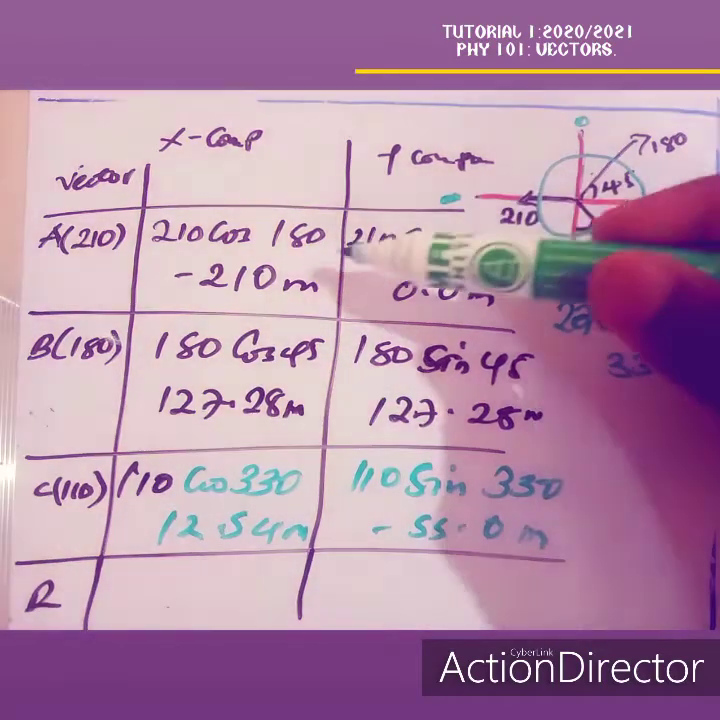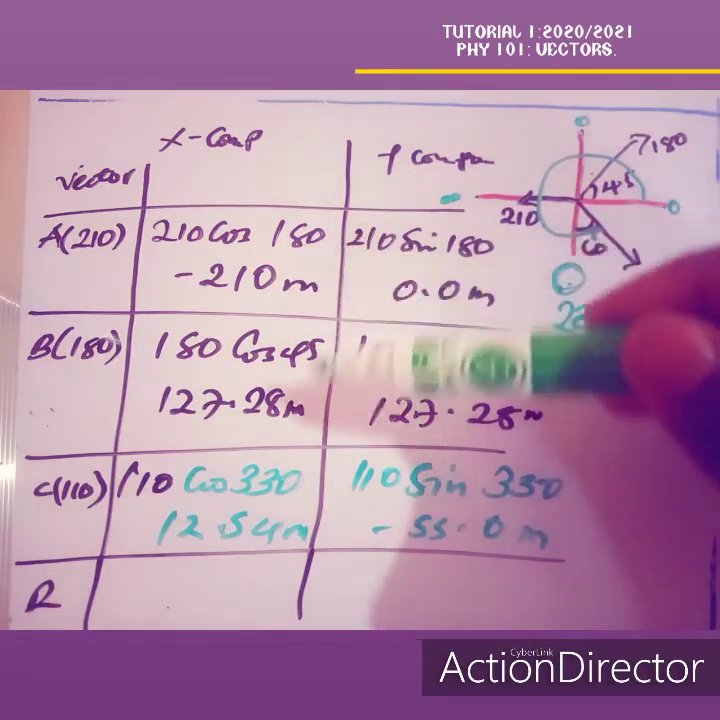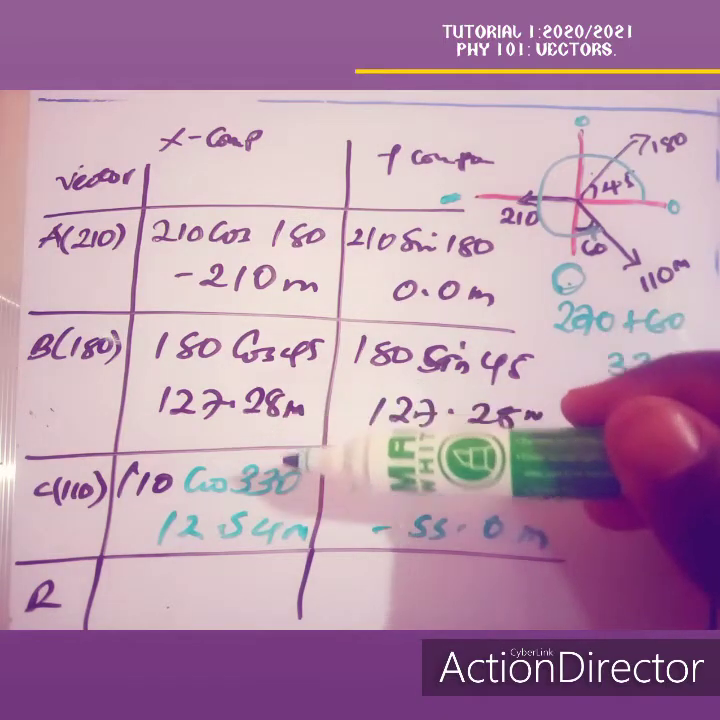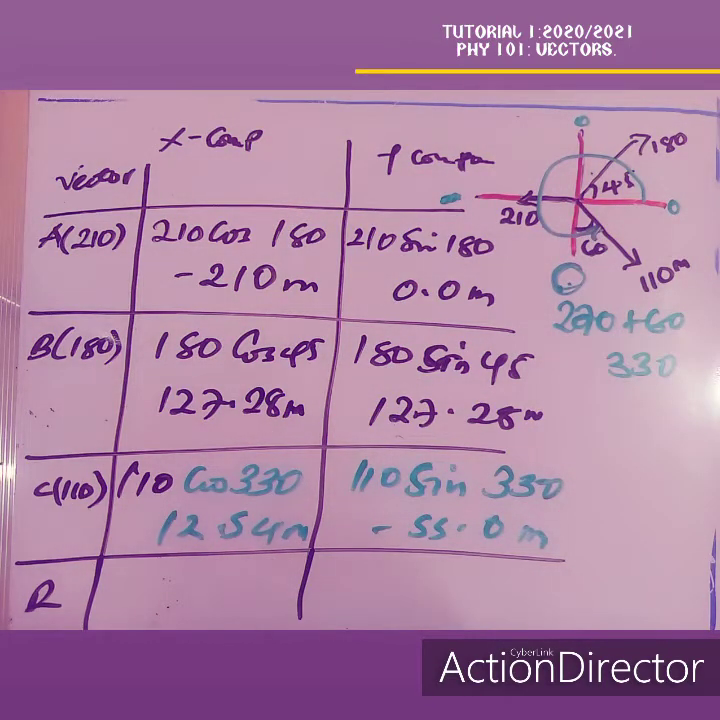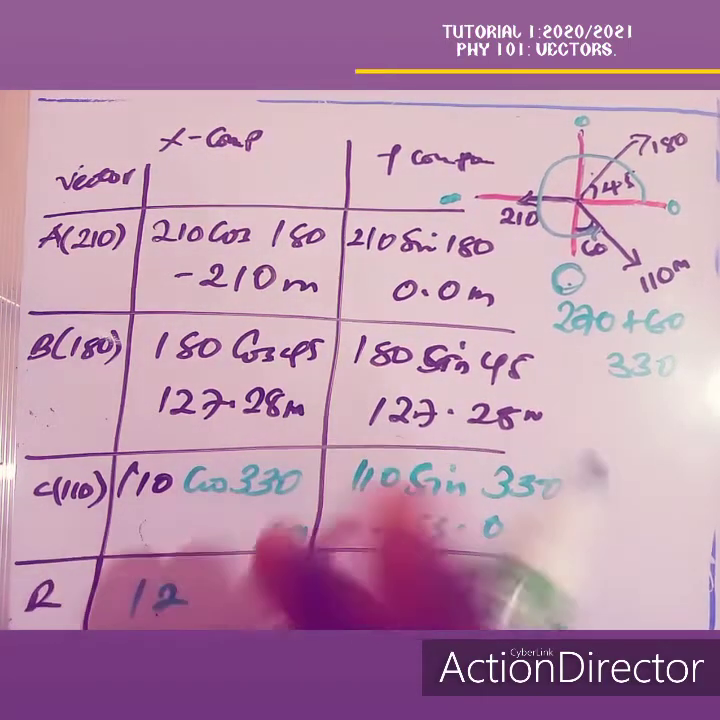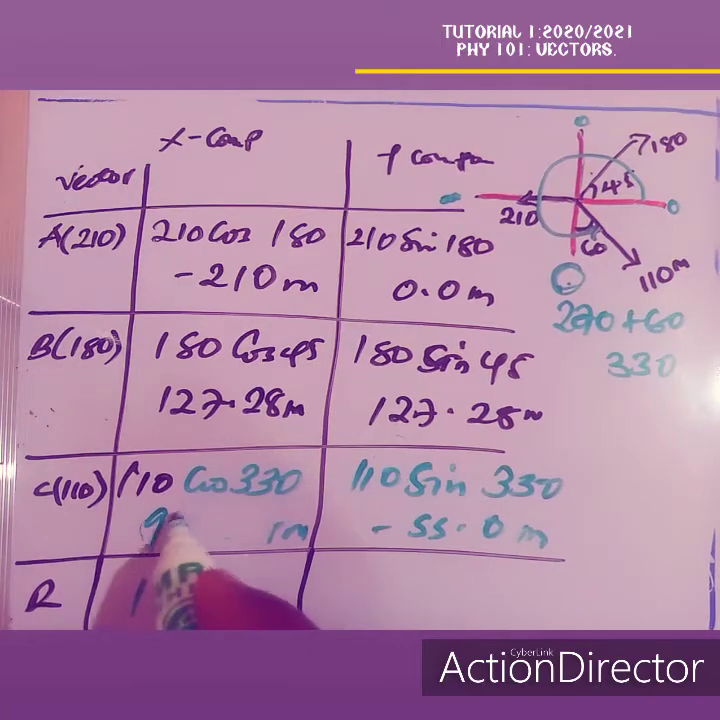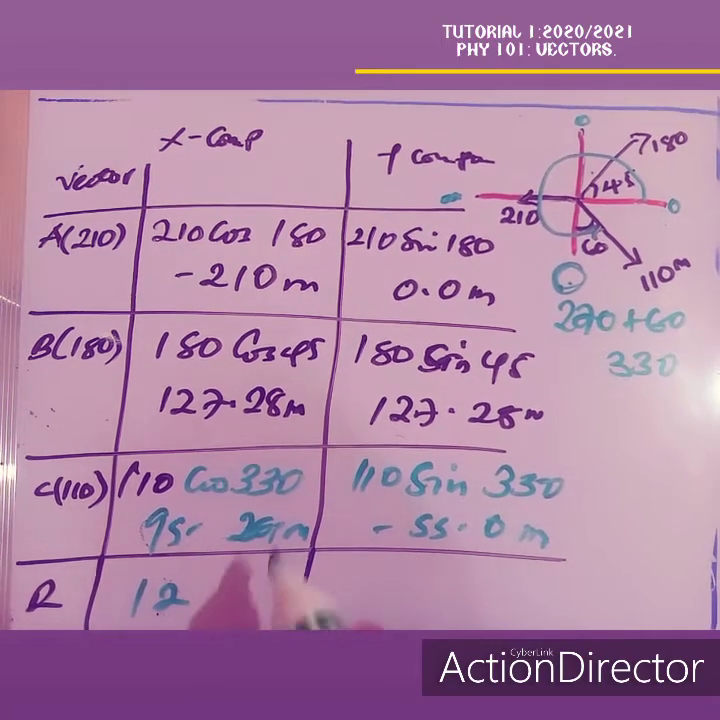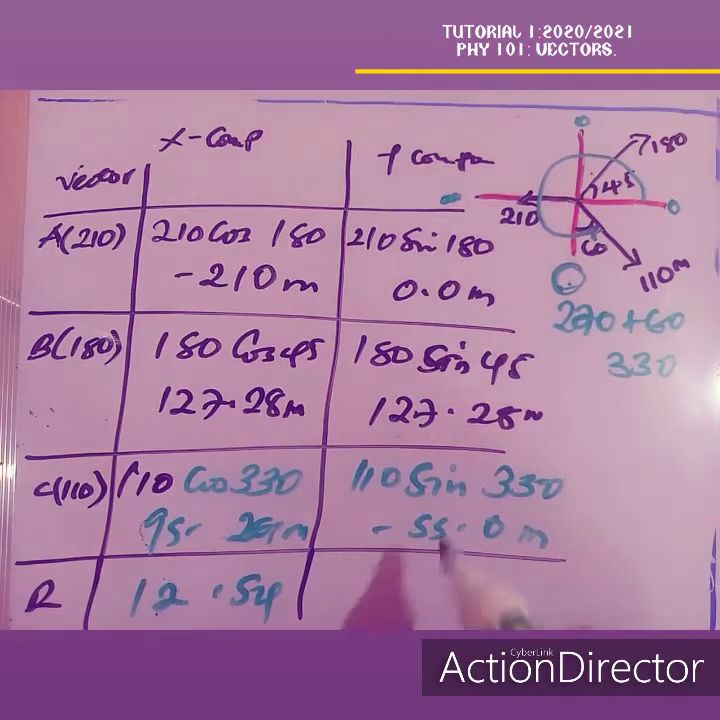I said you add these values, the minus 210 plus 127 plus 12.5, that will give us the resultant of the x value. Sorry for this one, it's just an error. It was supposed to be 95.26. Okay, so it will give us 12.54 as our final. Then here it will give us 72.28 meters as our resultant.